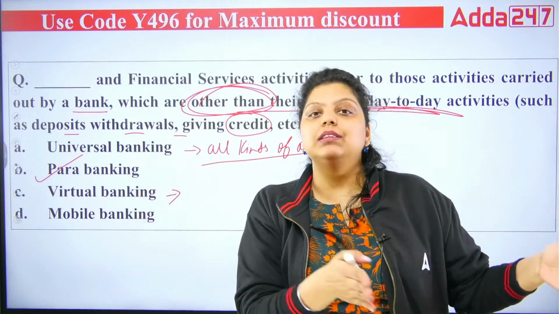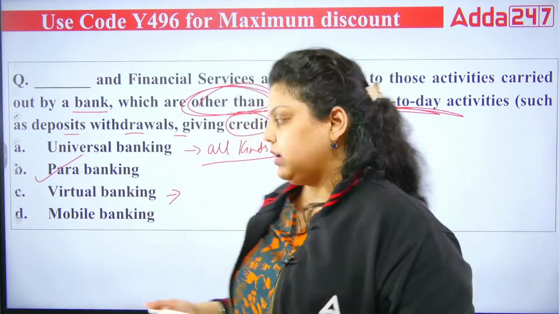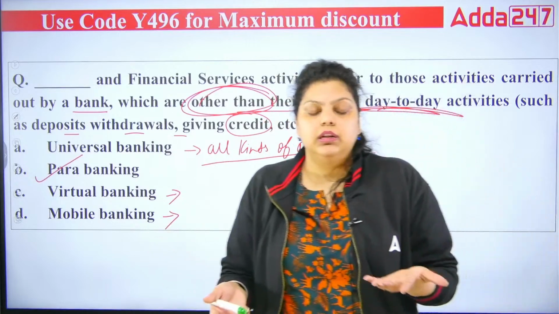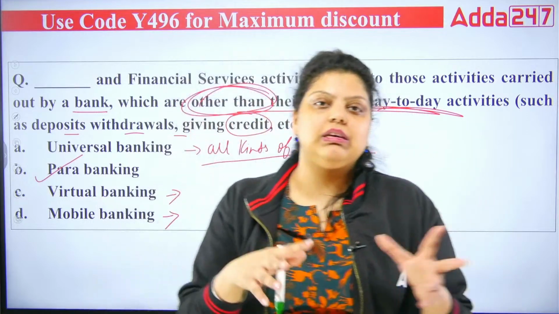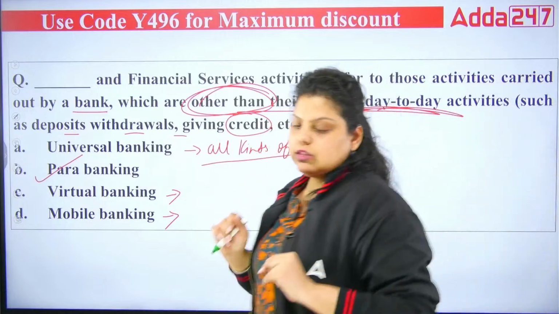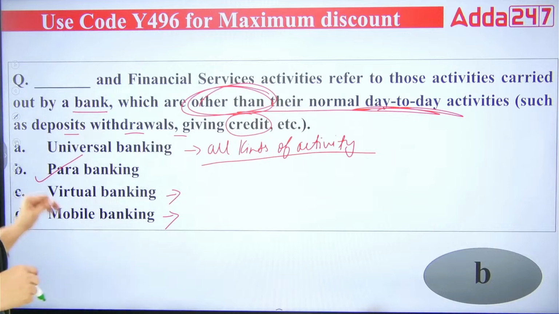You can use these channels instead of going physically to the branch. That's your virtual banking. Mobile banking is without the use of internet. By using *99# when you are able to perform certain banking transactions, that is known as mobile banking. So the answer for this question will be B, para banking. Okay, next.